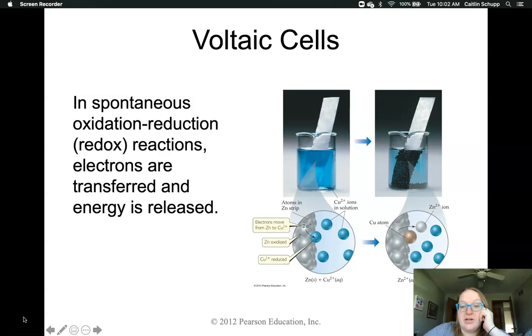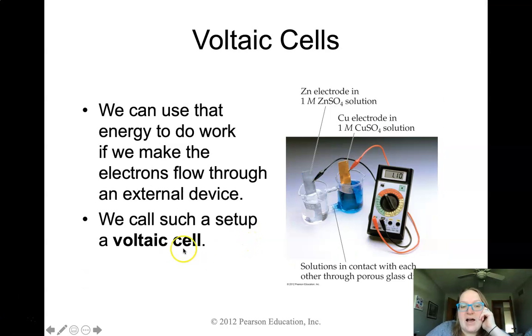In this particular reaction, electrons are going to be transferred, and when that happens, energy is released, and that's a spontaneous redox reaction. The other thing that we're going to look at is how to actually calculate the delta G of what we call a voltaic cell. So that's our goal in this particular section. For now, we're going to look at how we can use energy to set up what we call a voltaic cell.